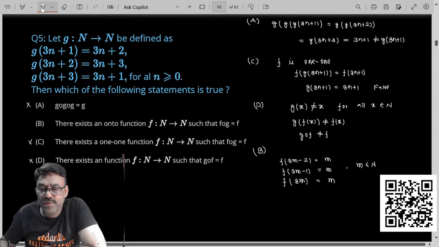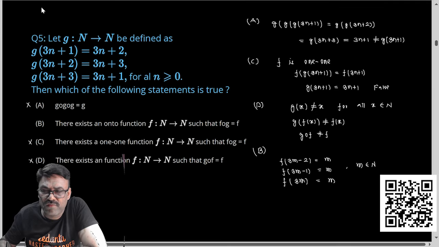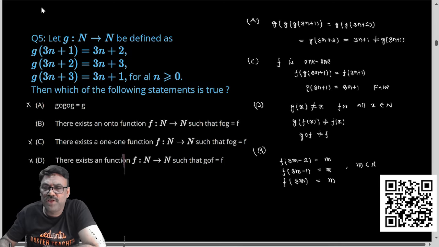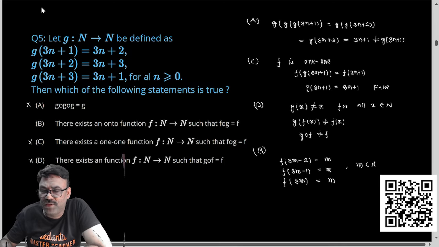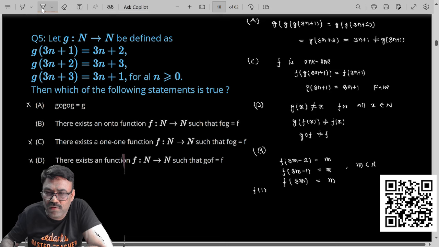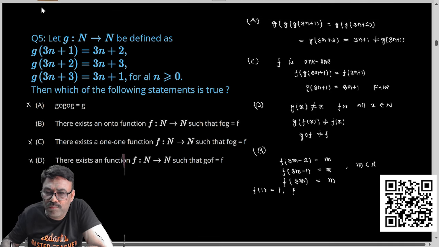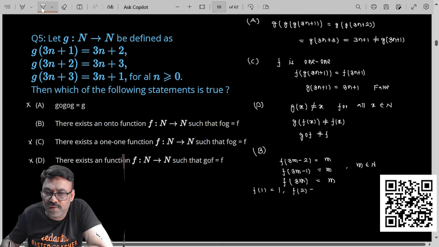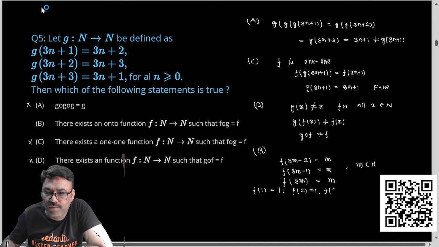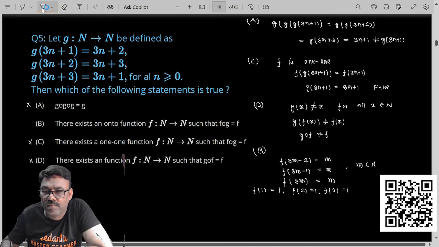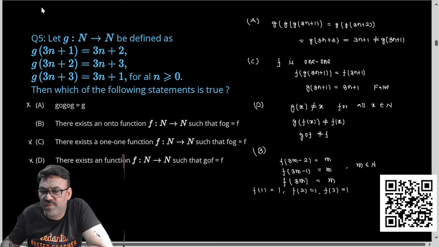What I'm trying to do here is take the same value at 3 consecutive natural numbers. For example, f of 3m minus 2, f of 3m minus 1, f of 3m. You can see that this function is an onto function, because if I check, put m is equal to 1, so f1 will be 1, f2 is also 1, f3 is also 1.